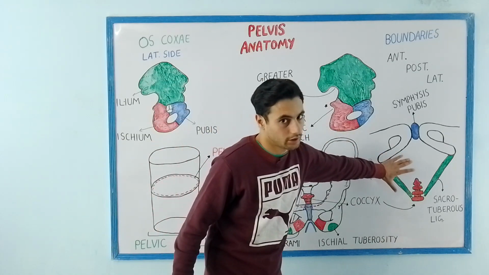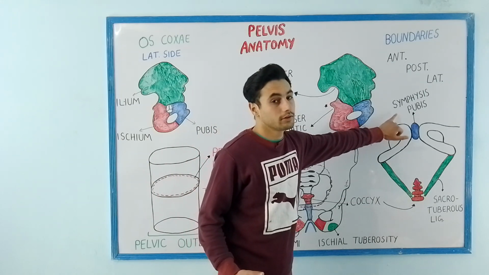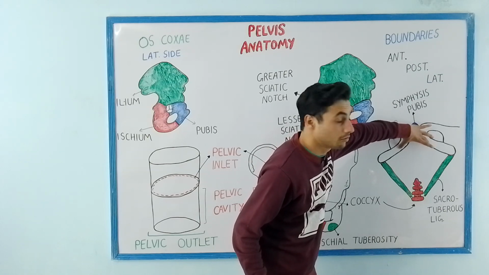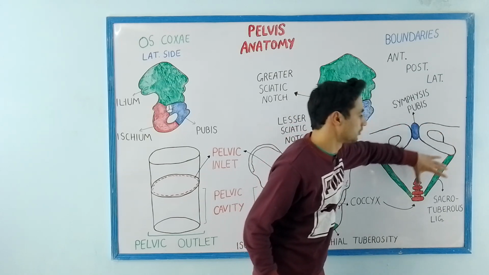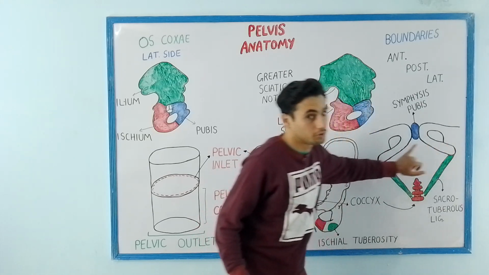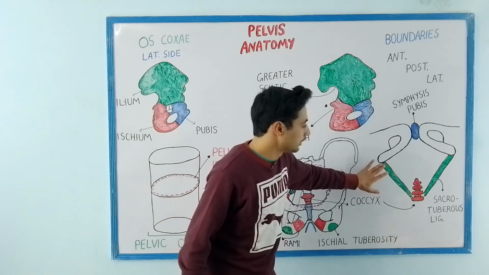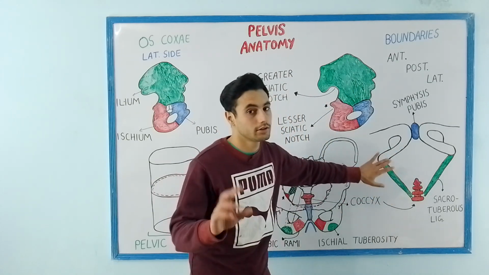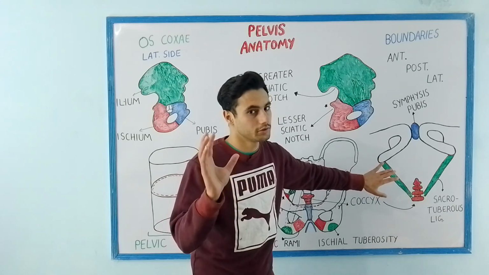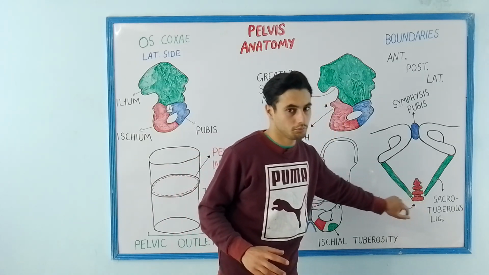So consider this diagram. Anteriorly, it is very visible. We have the symphysis pubis, and on both sides we have the ischiopubic rami. Laterally, we have the ischial tuberosity on both sides. Laterally, we also have a ligament which is known as the sacrotuberous ligament, and posteriorly we have the coccyx bone.